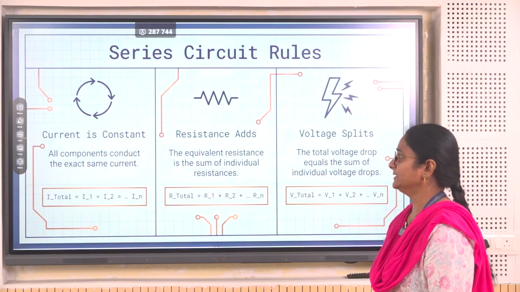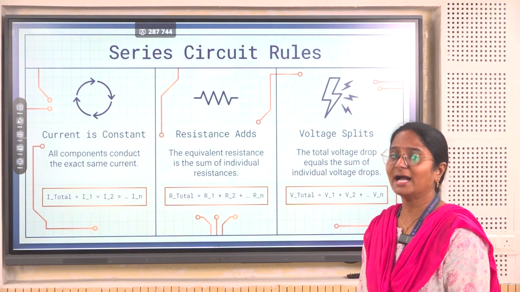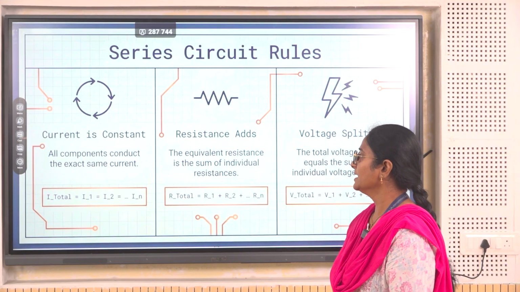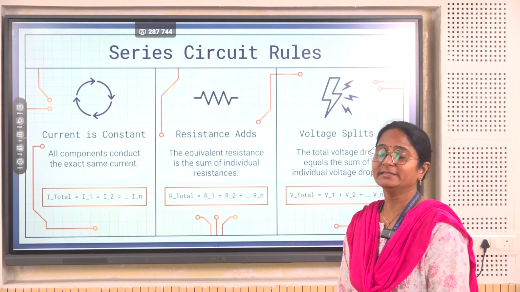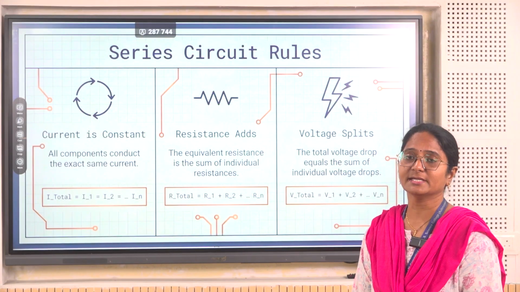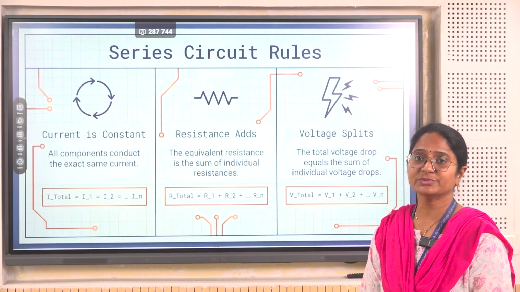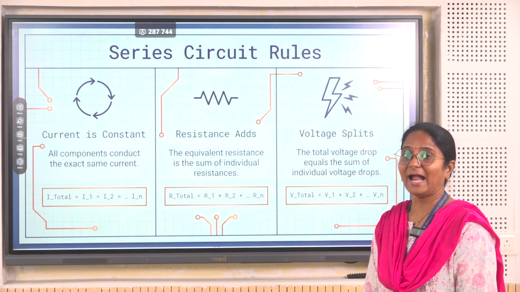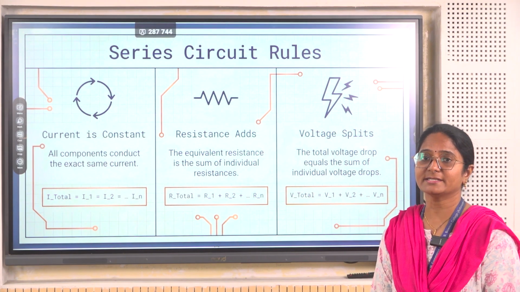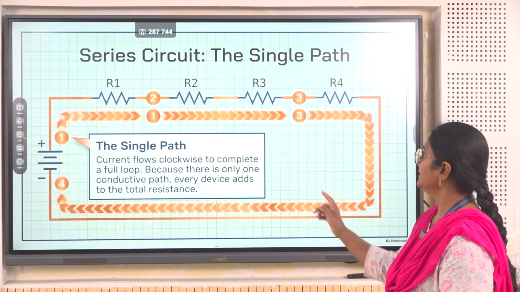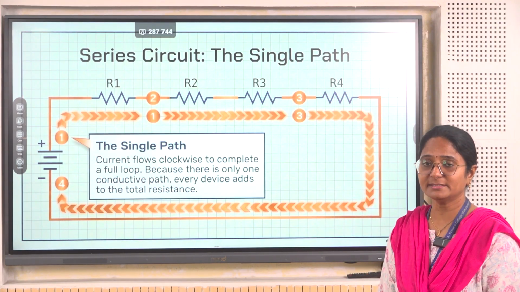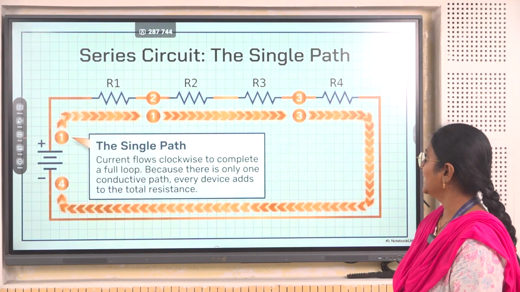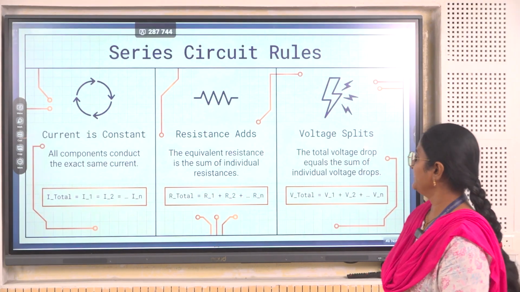Here you can see that if the resistors are connected in series, all the components conduct the same current. As I said, if resistors are connected in series, then the current flowing through the circuit would be the same throughout, and the resistances would be added for the equivalent resistance. That is, in the previous slide, the 4 resistors are connected in series. So, the equivalent resistance of this circuit would be R1 plus R2 plus R3 plus R4. That has been mentioned here.